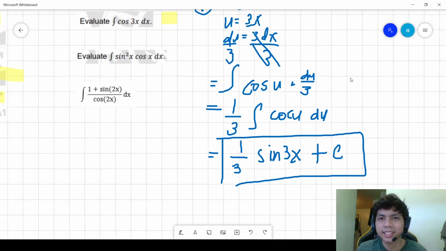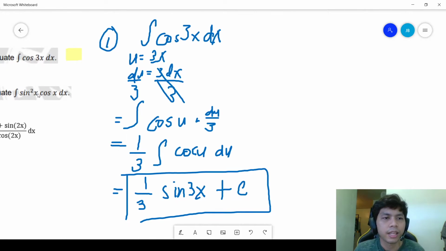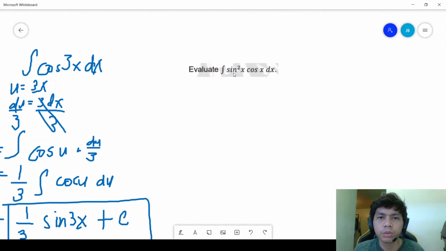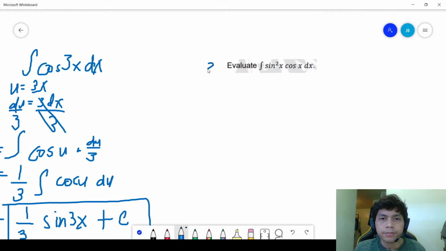All right, easy, right? It's somewhat easy. For number 2, let's solve number 2. Evaluate sine squared x cos x dx. If you look at it, you will have a hard time. How are you going to integrate this kind of expression? Actually, you can simplify first. You can simplify sine squared x in terms of cos, so all of them will be cos. Then if you distribute, it will be in terms of cosine, so you can easily integrate that.